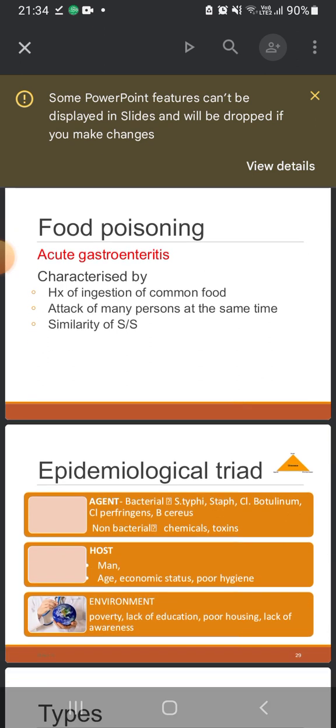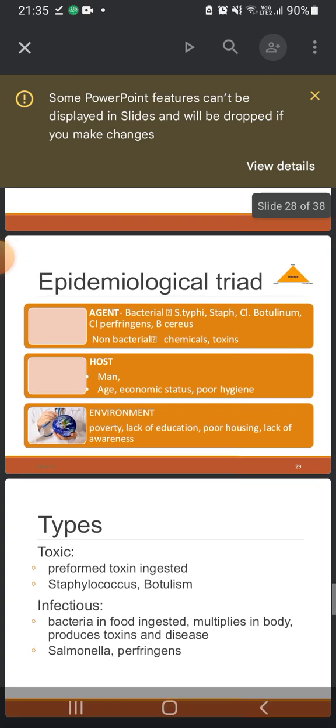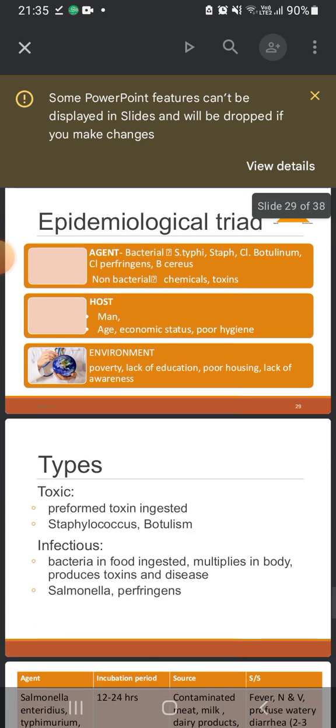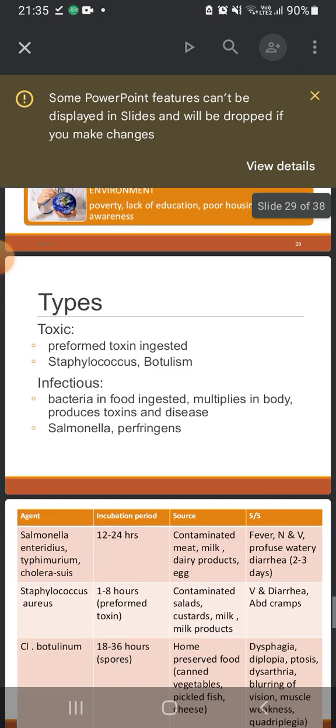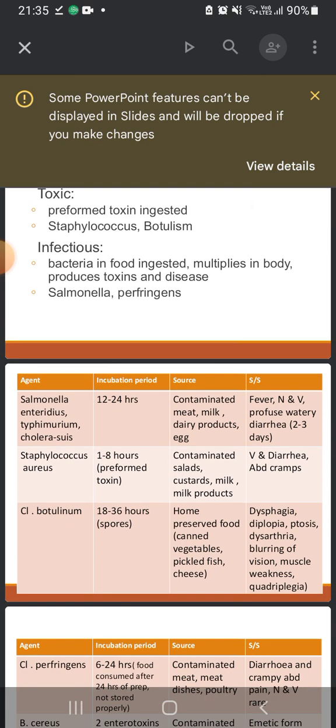The agent can be staph, salmonella typhi, staphylococcus, Clostridium botulinum, Clostridium perfringens, Bacillus cereus, or non-bacterial or chemical toxins. The host is man: age, economic status, poor hygiene. The environment: poverty, lack of education, poor housing, lack of awareness. Kind of the same epidemiological triad that we use for cholera. Salmonella has a 12 to 24 hour incubation period.